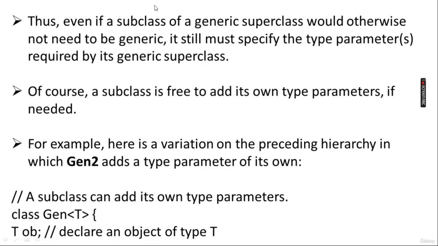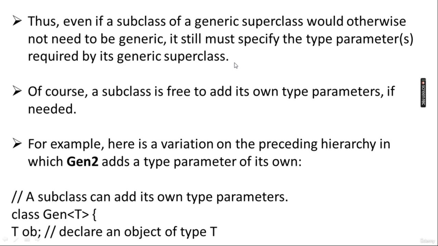Even if a subclass of a generic superclass would otherwise not need to be generic, it still must specify the type parameters required by its generic superclass. So every subclass of a generic superclass need not be generic. First rule: only the superclass will be generic, and if the subclass is not generic, that is okay. But it must specify the type parameters required by its generic superclass.